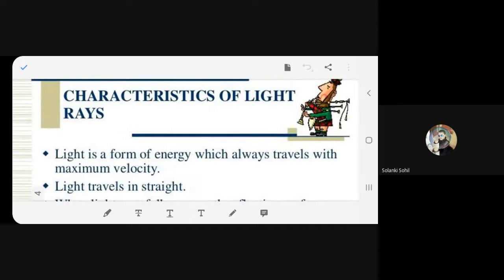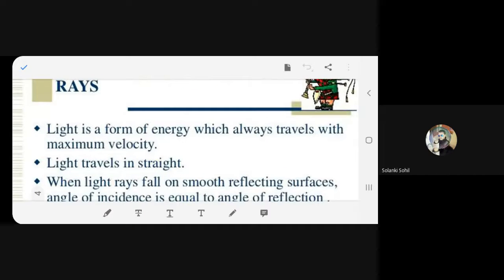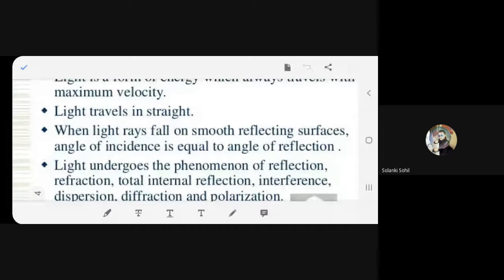Characteristics of light rays. Light is a form of energy which always travels with maximum velocity. Light travels in a straight line. When light rays fall on a smooth reflecting surface, the angle of incidence is equal to the angle of reflection.